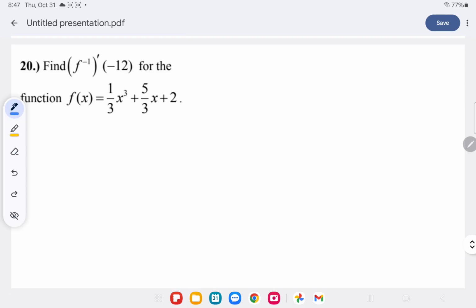All right. Here's another one. Similar, but very different. Our x value is negative 12 again for our inverse function, which means for our original function f, the y value is negative 12. So the first thing we're going to do is plug in the y value of negative 12 to figure out what our x value is for f. What is the x value that gives us negative 12? That's what we're looking for.